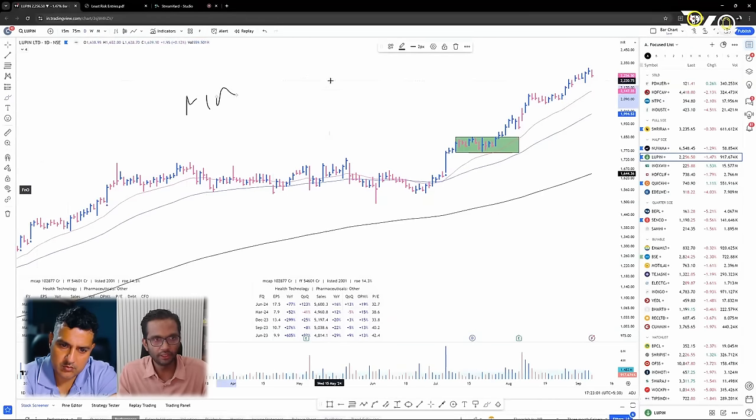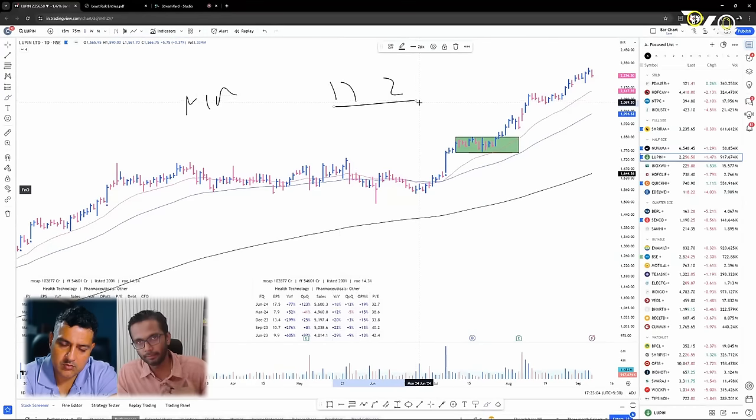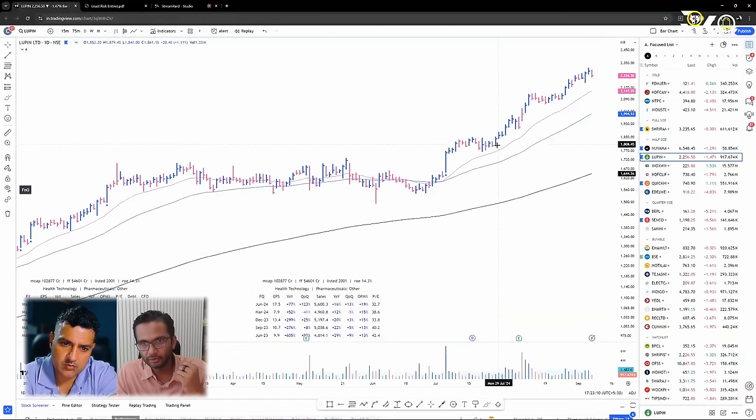And one school is your Dan Zanger school, from whom I learned a lot. So his school says that on the day your entry happened, place your stop loss at that day's low or the previous day's low. See, in my experience, as per the chart, base low is the precise stop loss. Any stop loss you place above this is your aggressive style of trading.